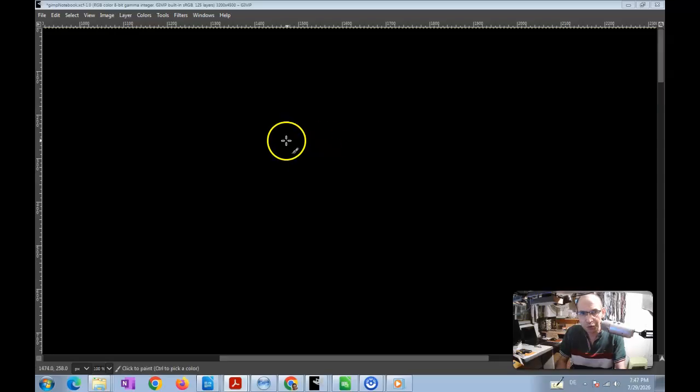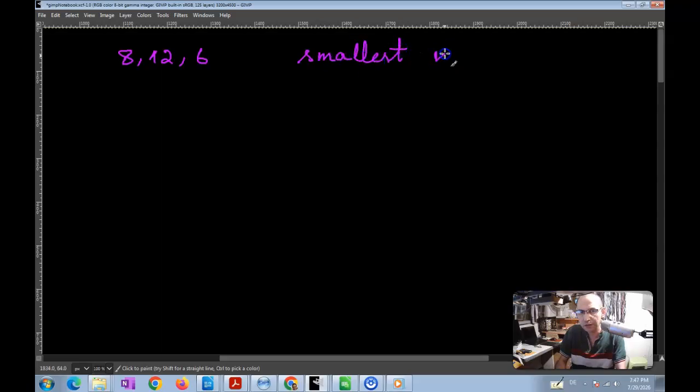Okay, so let's say that, for example, we have these numbers 8, 12 and 6, and I want to find the smallest number, right? So how do I find the smallest number? To find the smallest number, I have to compare these numbers, right?